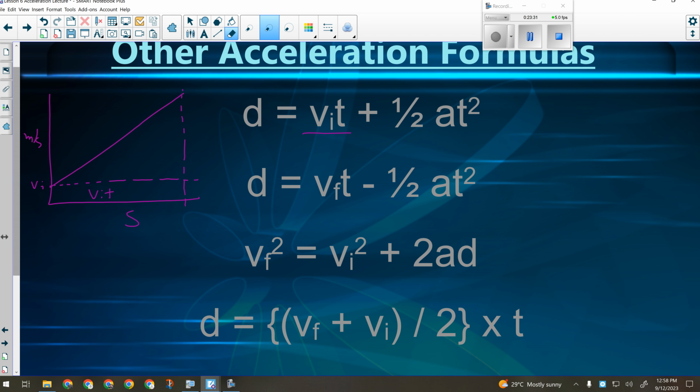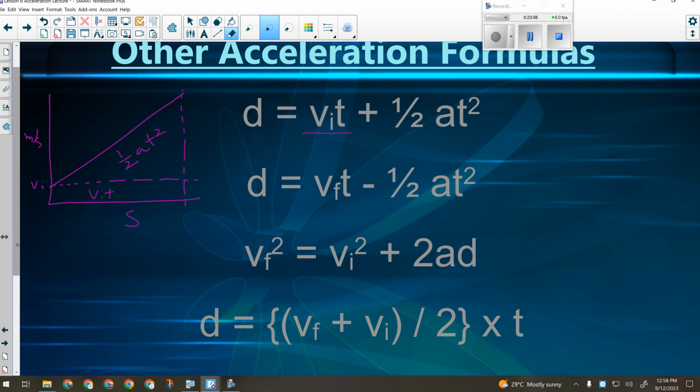The other part of that formula, the 1/2 AT squared, calculates the triangle. Half the base times the height also works, but this does the same thing. 1/2 AT squared gets you the triangle. Everybody all right with that? So by adding those two together, do I get displacement? And that's what that formula does, it calculates displacement.